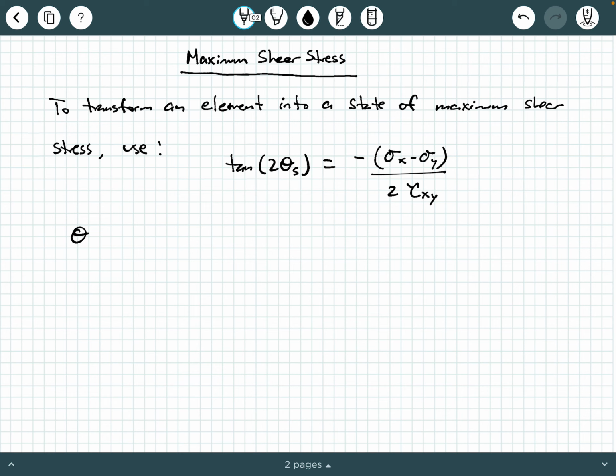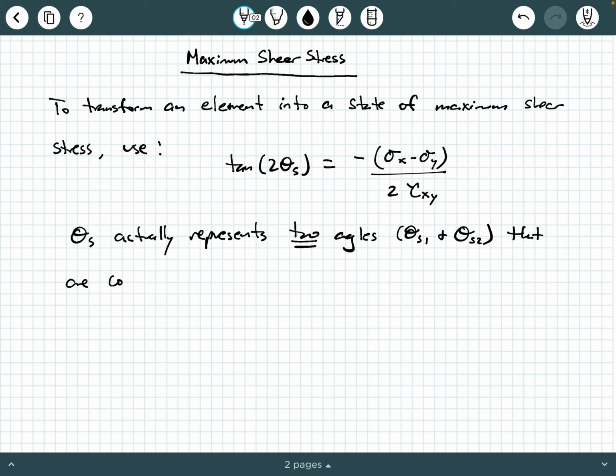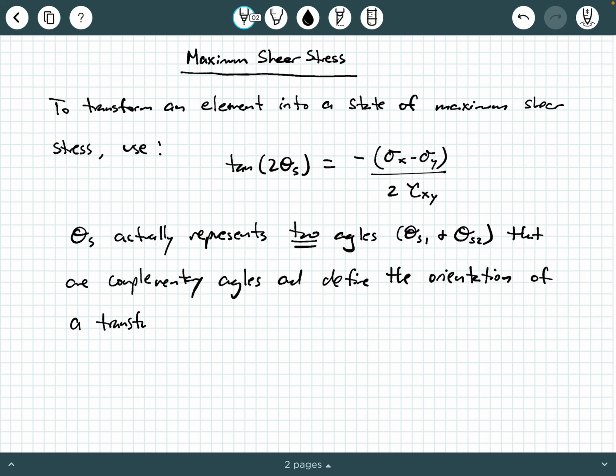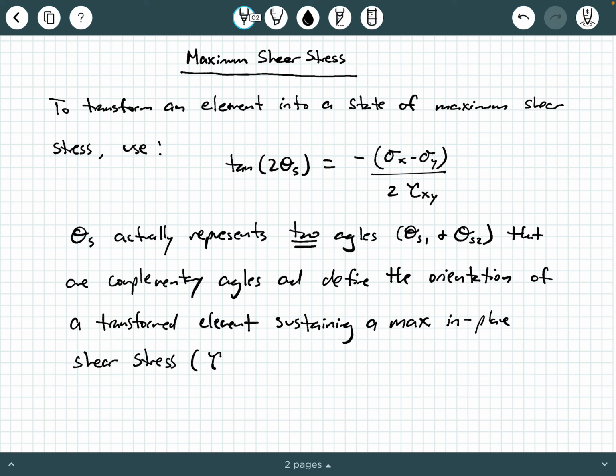So let's write this down. Theta s actually represents two angles, theta s1 and theta s2, that are complementary angles and define the orientation of a transformed element sustaining a maximum in-plane shear stress, which we call tau max.